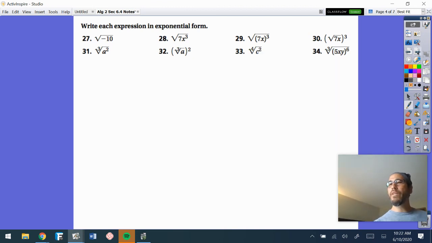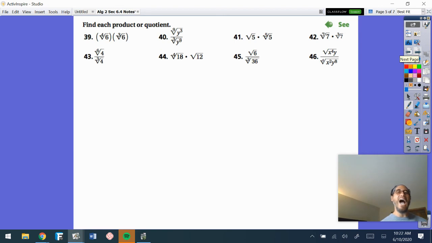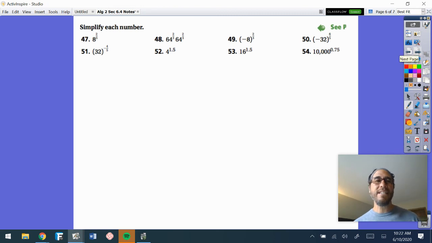All right, here we go. Now, page 5. Okay, it says find each product or quotient. Okay, and it's important to understand what's going on here. I'm going to do the ones that are the most relevant for us in class, and guess what? None of them are. So let's go to page 6. Okay, these are the ones I need you guys to be really good at.